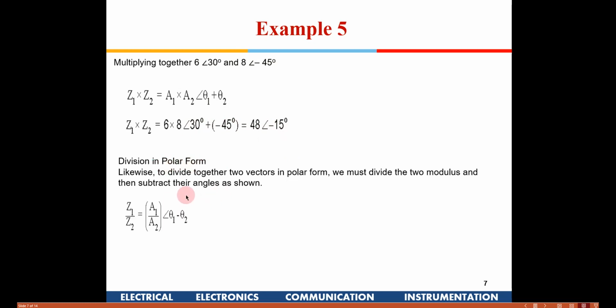Similarly, division. In the division case, we divide the magnitudes and then we subtract the angles. Okay, so in this case you have 6 and 8. So 6 divided by 8 is 0.75, and you have 30, and this is minus 45. So 30 minus of minus 45, that gives us 75. So this is polar division in fact. Okay.